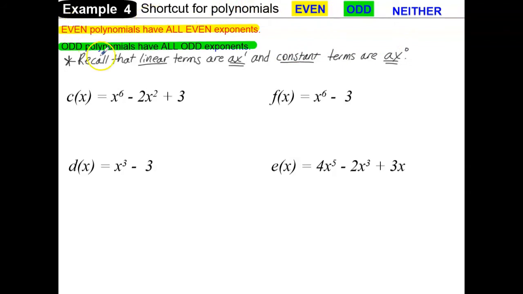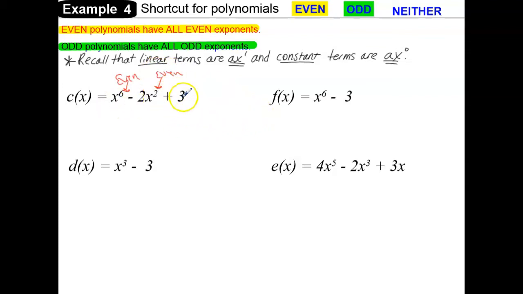So, in a polynomial, if it's even, all of the exponents on the variables are going to be even exponents. If it's an odd polynomial, all of the exponents in the whole polynomial, all those variables, are going to be odd exponents. So, for example, when we look at c of x equals x to the 6th, 6 is an even exponent on a variable. Then that's minus 2x squared. The 2, that square, is an even exponent on the variable.